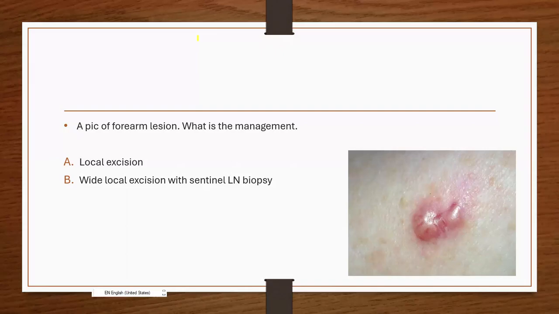Nodular, very good. Yes, Dr. Salma. This is a nodular basal cell carcinoma picture. This is not an abscess. Abscess will have a different picture. You will not have this telangiectasia associated with an abscess.